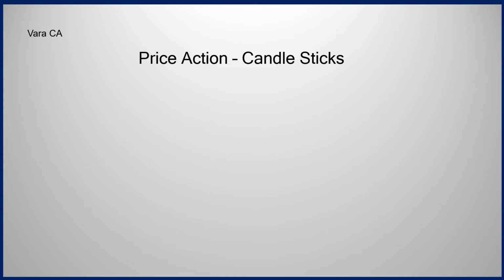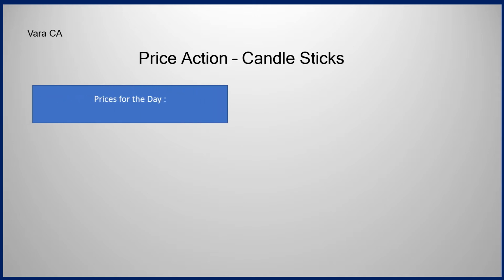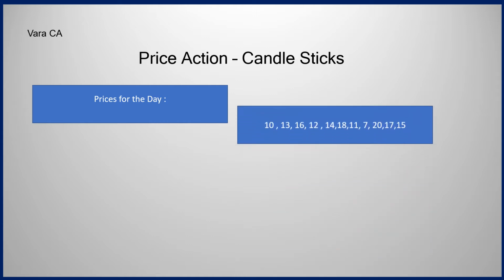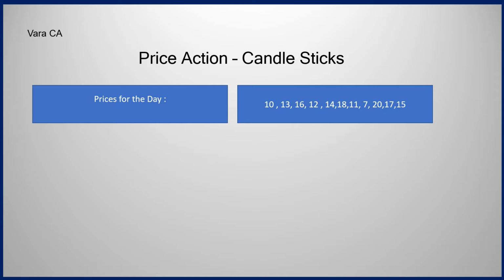If you see prices of any share, the share could be anything, there could be a wide range of prices on a given day. For example, I have taken prices for the day: 10, 13, 16, 12, 14, 18, 11, 7, 20, 17, 15, like that. Imagine these are the prices that are traded during the day.